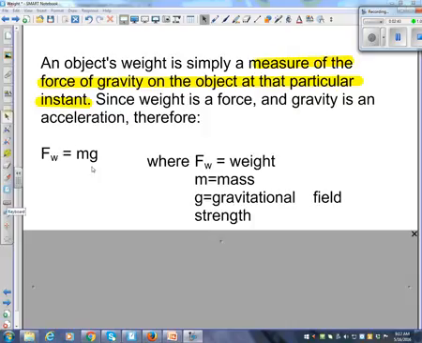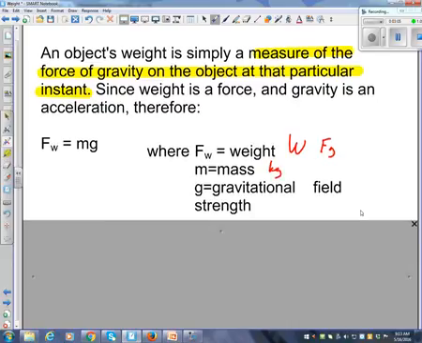Where Fw is the weight. Weight force is what I call it. Some books will call it just big old W. Some books will call it Fg, force of gravity. I use Fw, the weight force. M, of course, stands for mass, and that is in kilograms. And G is the gravitational field strength, which on Earth is 9.8 newtons per kilogram.